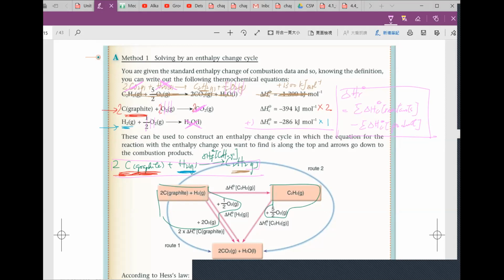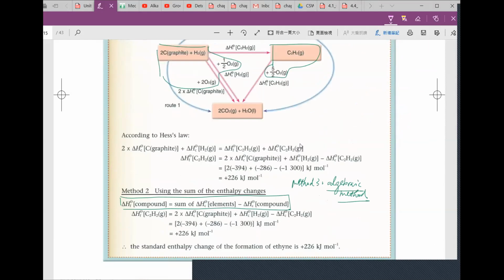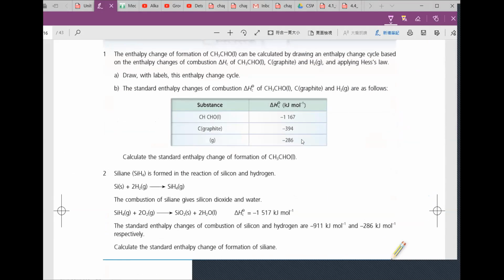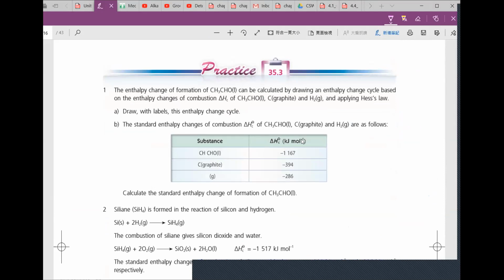So this is what I would like to solve with you. Now, how about this? Your turn. Question 1 and 2. Question 1A is asking you to draw the enthalpy cycle.